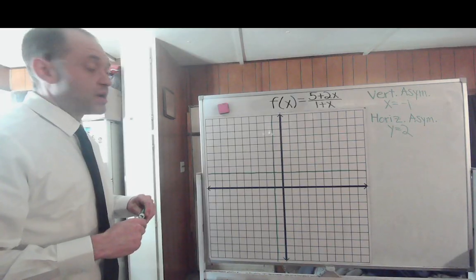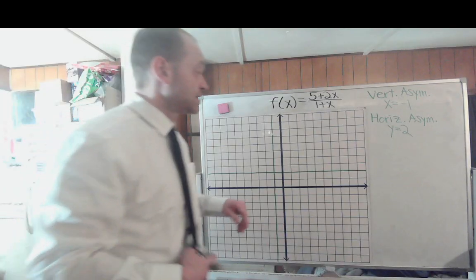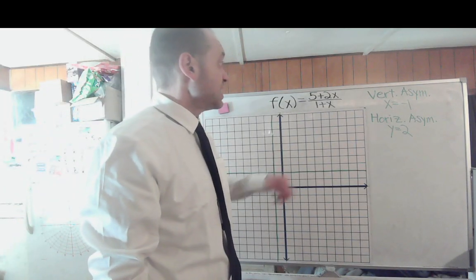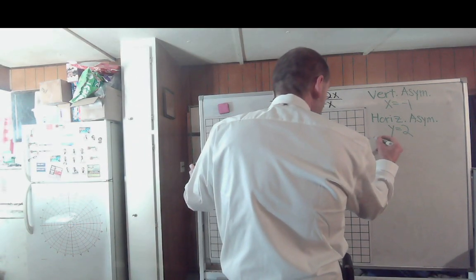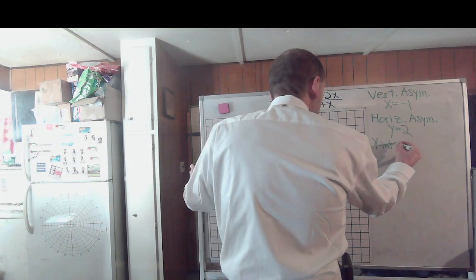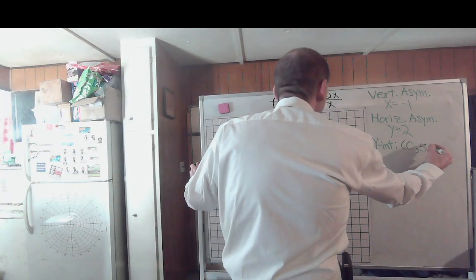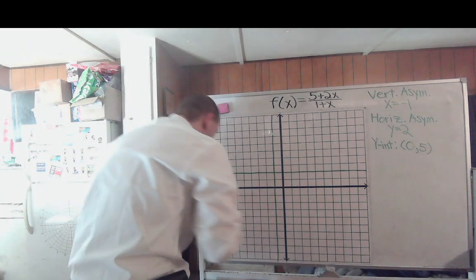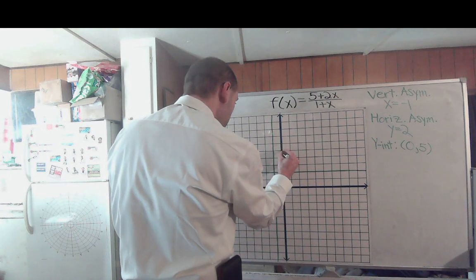All right, what about intercepts? Well, if I put in 0 for x to find a y-intercept, I would get 5 over 1, which would end up giving me a y-intercept at 0, 5. So I do have a y-intercept located at 0, 5. So let's go ahead and label that. Here's the y-intercept.